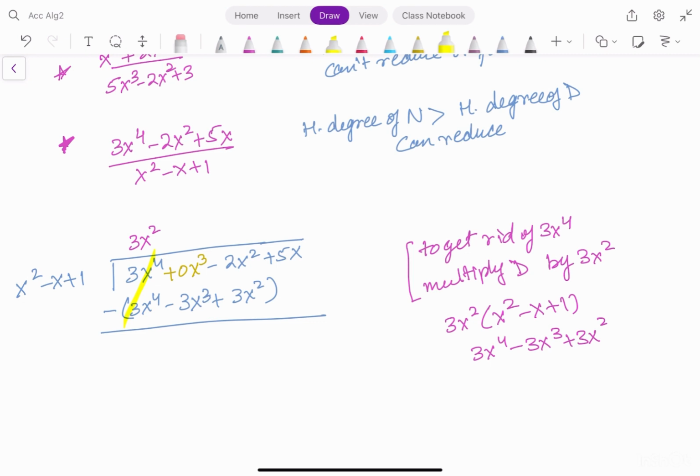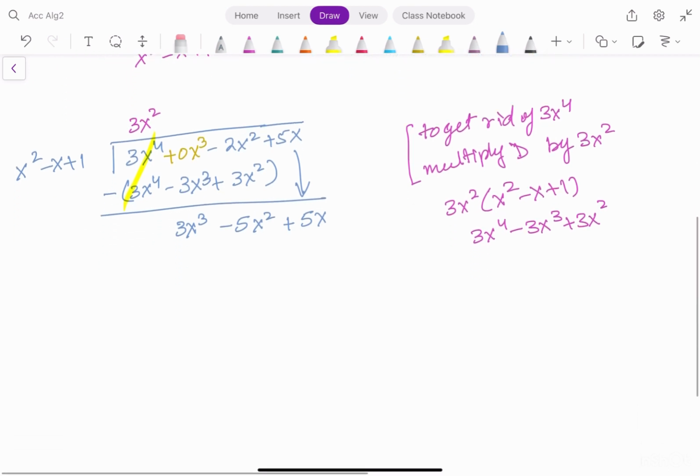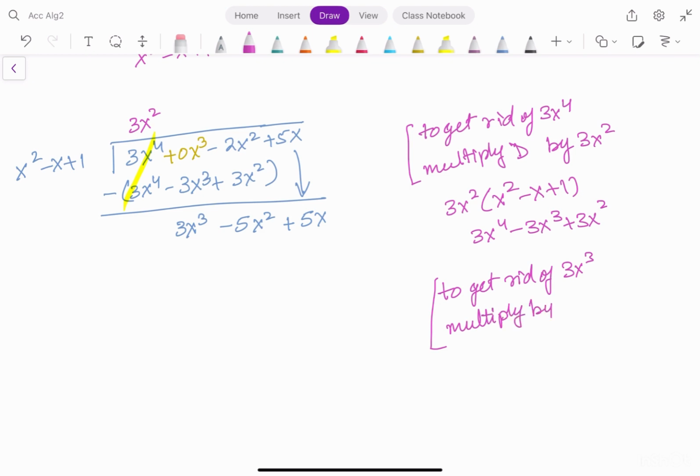So we can cross off a few things, and then we will rewrite what is left over. The leftover will be 3x^3, because 0 and minus minus will become positive. Then negative 5x^2, and then bring down 5x. Now we will do that drill again. We need to find a way to get rid of 3x^3. To get rid of 3x^3, we can multiply the denominator, or the divisor, by 3x.